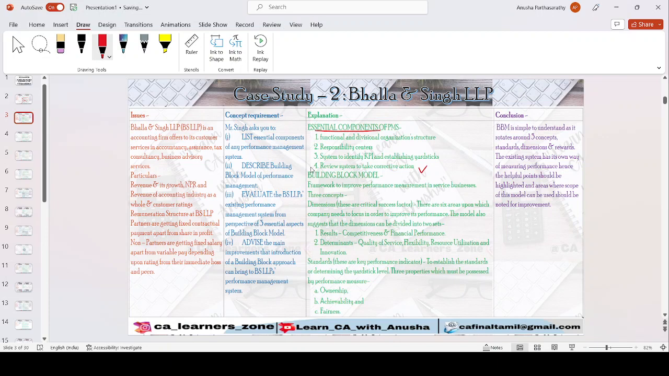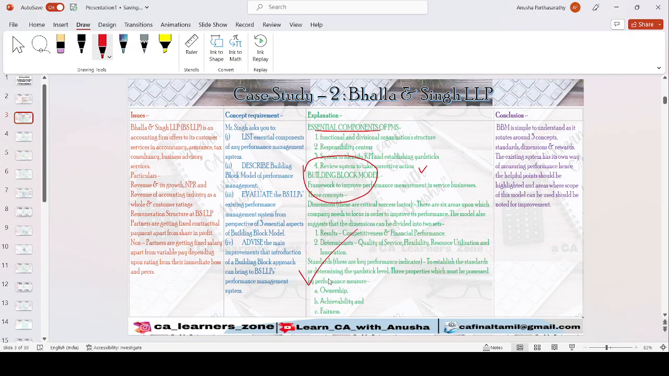Then we're going to discuss the building block model. We have already discussed it, right? It has 3 concepts: dimensions, standards, and rewards. Under dimensions, competitiveness and financial performance form part of results. Determinants would be quality of service, flexibility, resource utilization, and innovation. Standards are nothing but performance indicators.